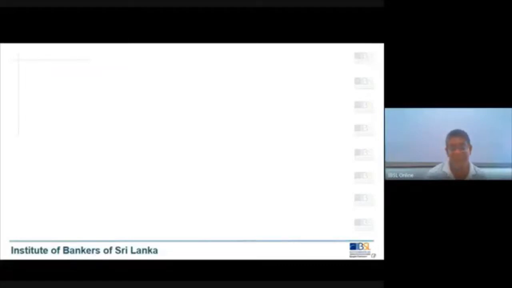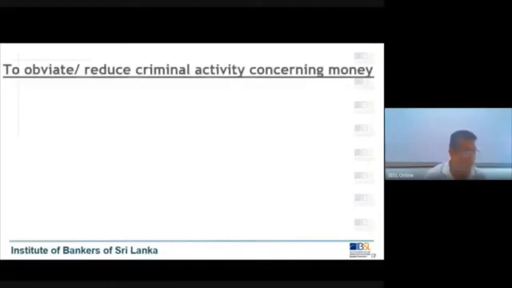Okay, right. Now what we have discussed up to now is what actions regulators have taken to maintain the stability of financial systems. Now we discuss what actions were taken to protect the customers, what actions to protect financial institutions, and what actions were taken to maintain the stability of the financial system.